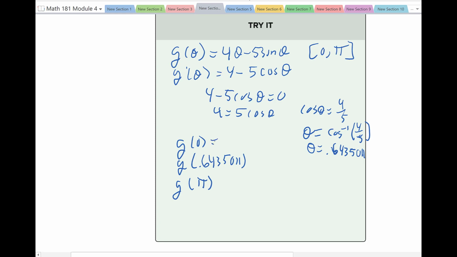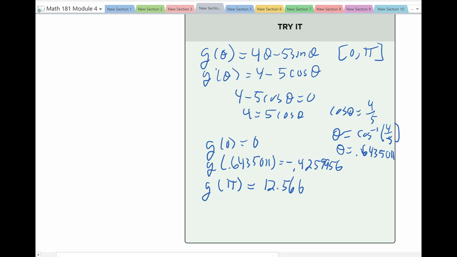So g of 0 is 0, g of 0.6435011, which was that cosine inverse of 4/5, comes out to be negative 0.4259956, and g of pi is 12.566. So from that we have our absolute min and our absolute max.